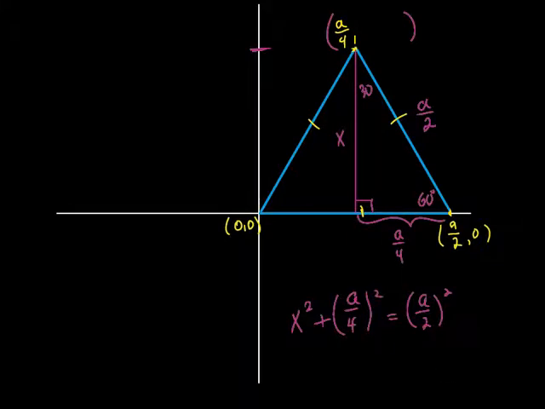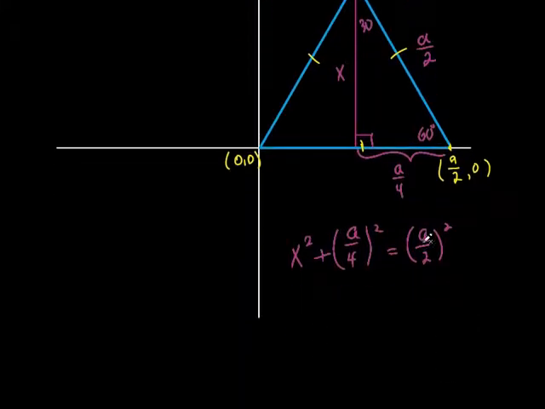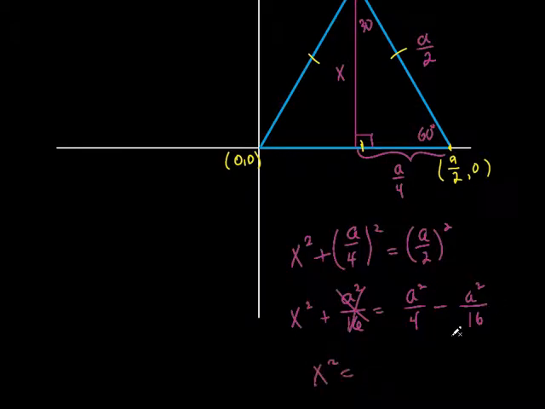So x squared plus, let's figure out what that is. What is that? A squared over what? 16, right? Equals, what's that? A squared over 4. Subtract a squared over 16, right? A squared over 16. Do you see that? And then x squared equals, let's figure out what this is. We've got to find a common denominator, which is 16. 4 times 4, and then 4a squared, correct? Minus what? A squared.